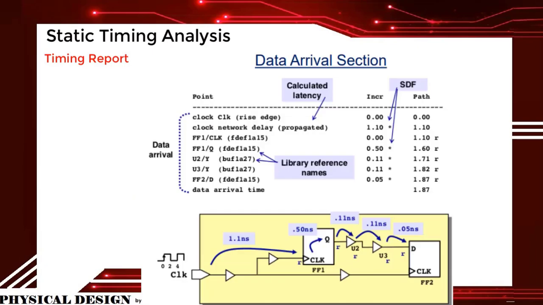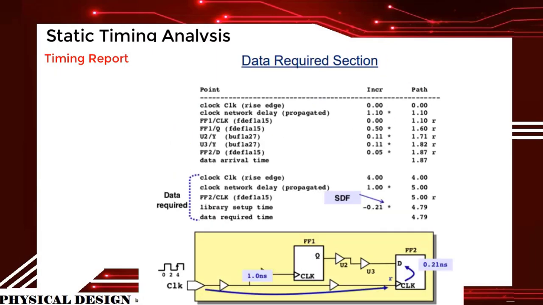The data arrival section reports the total time taken for the data to arrive at the D pin of flip-flop 2. If we look at the circuit, it is quite clear where the delays are happening. Clock rise edge is 0, and the clock network delay, that is clock port to the clock pin of flip-flop 1, is 1.1 ns. There is a clock to Q delay of 0.5 ns, and delays from the Q pin of flip-flop 1 to the D pin of flip-flop 2, also called combinational delays, that is Q of flip-flop 1 to U2 to U3 and U3 to the D pin of flip-flop 2.